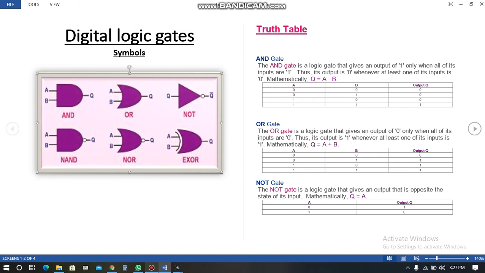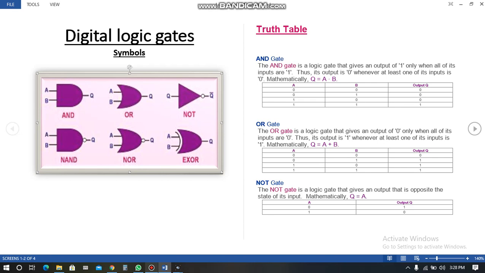So before I go to PROTEUS and show the simulation of all the logic gates, first of all we have to understand what these logic gates are, what their symbols and names are, and how they operate. We will discuss their operation by their truth table, which will represent their input and output. There are 7 total digital logic gates we will discuss today.